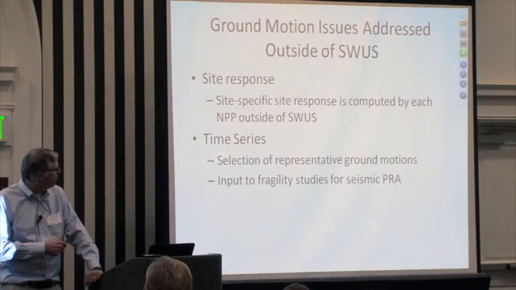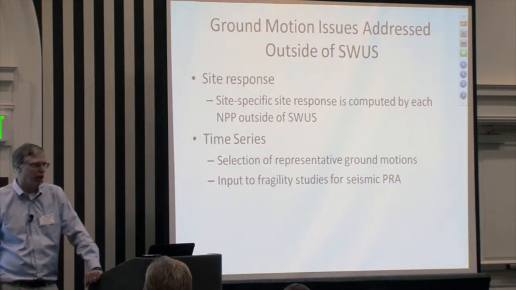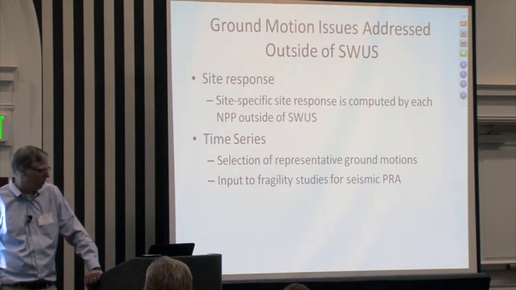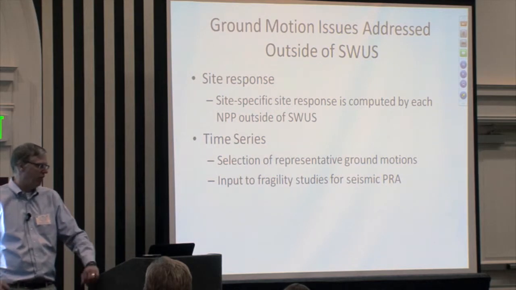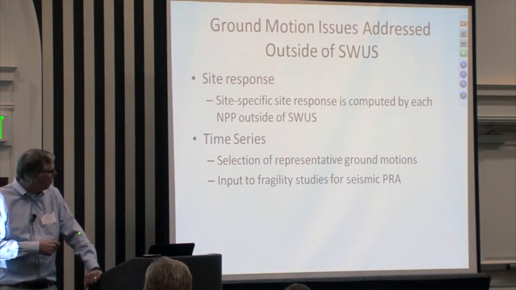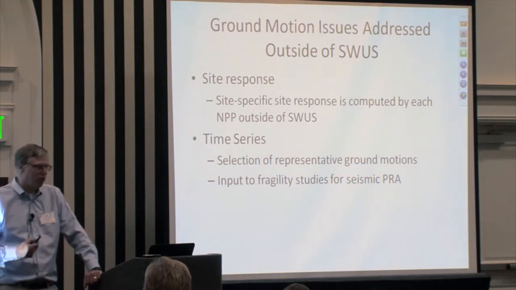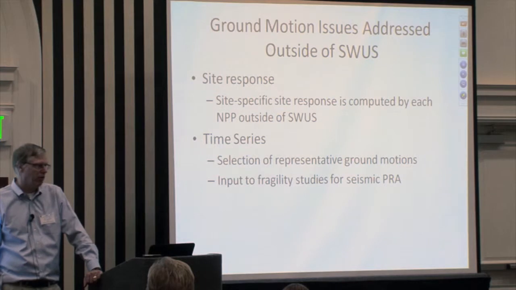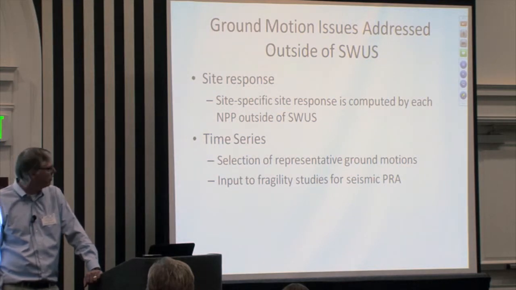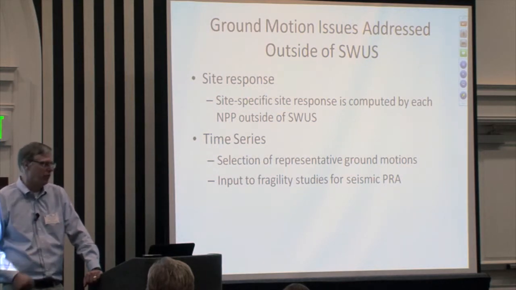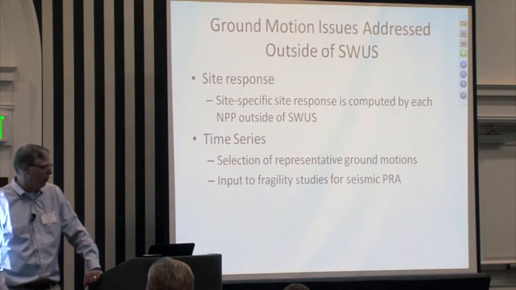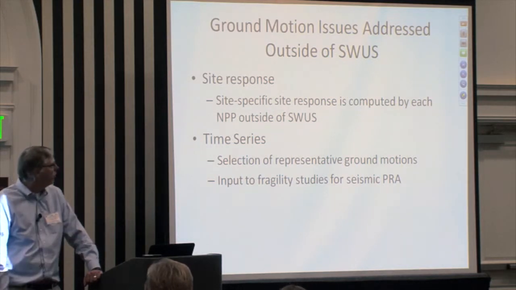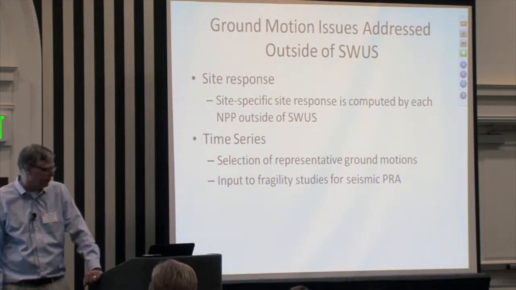And the second part here is the time series part. We had some discussion of this last time, how we are specifying the input motions. That will be the issue of selecting representative time series that will be used later on for input to fragility analyses and studies that are used in the seismic probabilistic risk assessment. So these two things are outside of our scope, although what we will be producing will influence how those two things are done.